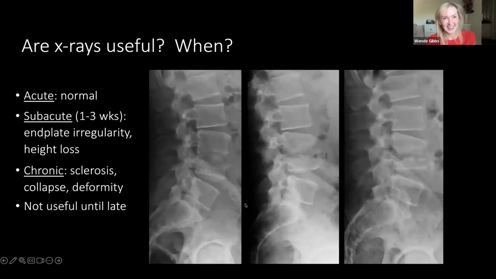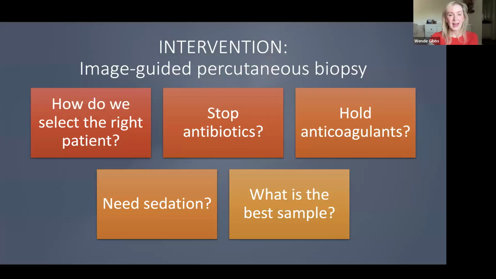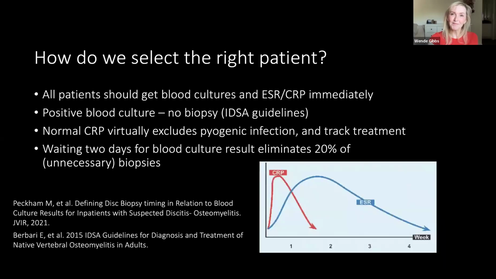X-rays, and I don't think anybody uses this to diagnose, but you use them as you're tracking to see if they need surgery. That's what these pictures were for. So really you don't notice the changes until a little bit later, in the subacute phase. I'm not going to talk about intervention today, but call your radiologist and we can tell you about stopping or not stopping antibiotics and blood thinners and things like that.